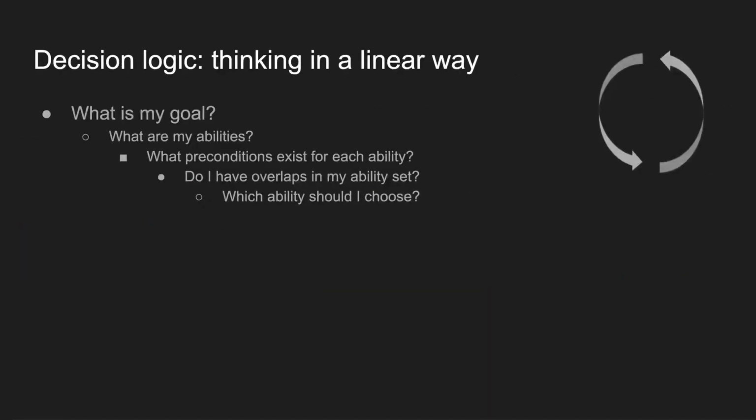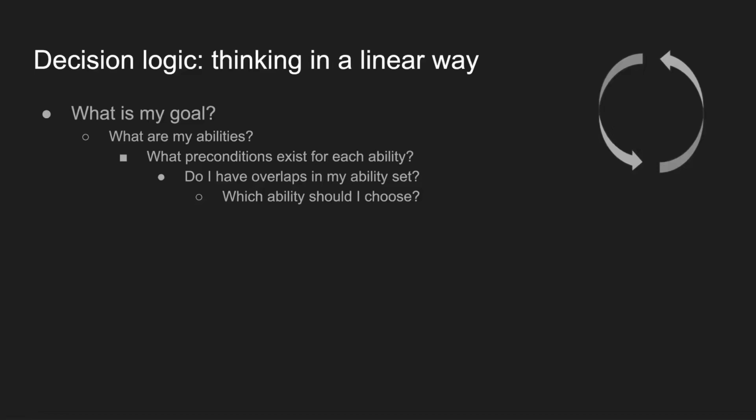Okay, decision logic, thinking in a linear way. In order to break down how I thought through the prior process, how I got from state 1 to state 5, I first had to identify what my goal is. Once I understood my goal, what is the set of abilities that I contain? Your set of abilities may or may not achieve your goal. You may or may not have that capacity.